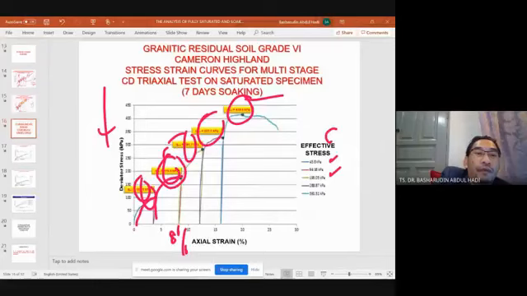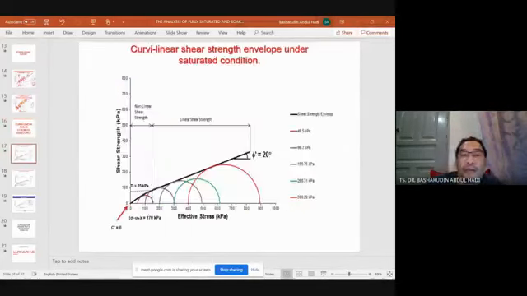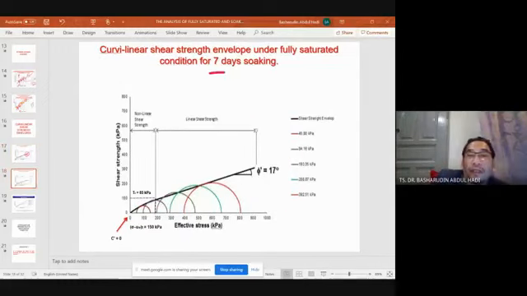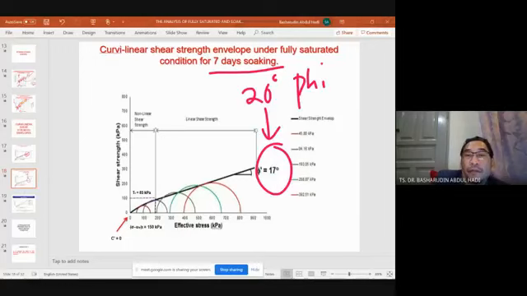And then we have what we call the curvilinear shear strength envelope. Normally we focus on this one, because this is the line from the Mohr-Coulomb. Then we make it a straight line and measure this angle, and we get 20 degrees. But this one is for full saturation. However, for the 7 days soaking, you can see that from 20 degrees of phi angle, this one we call the phi angle, it goes down to 17 degrees. So that means you are losing about 3 degrees in 7 days.